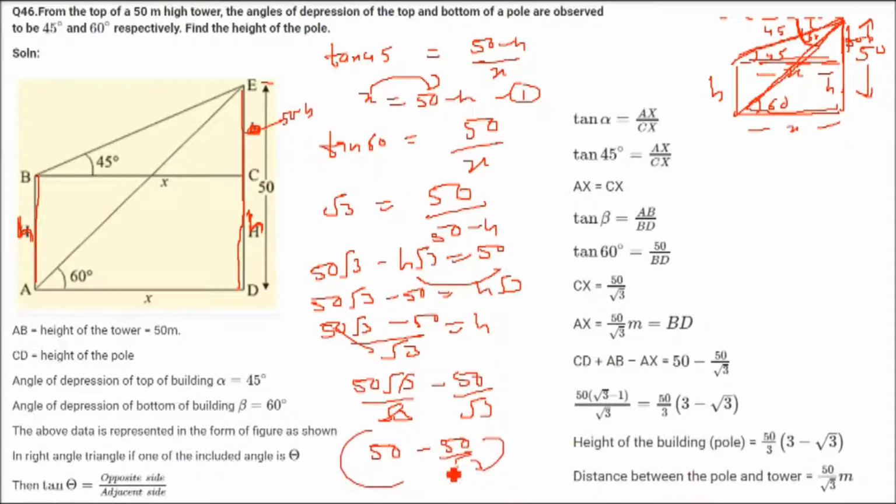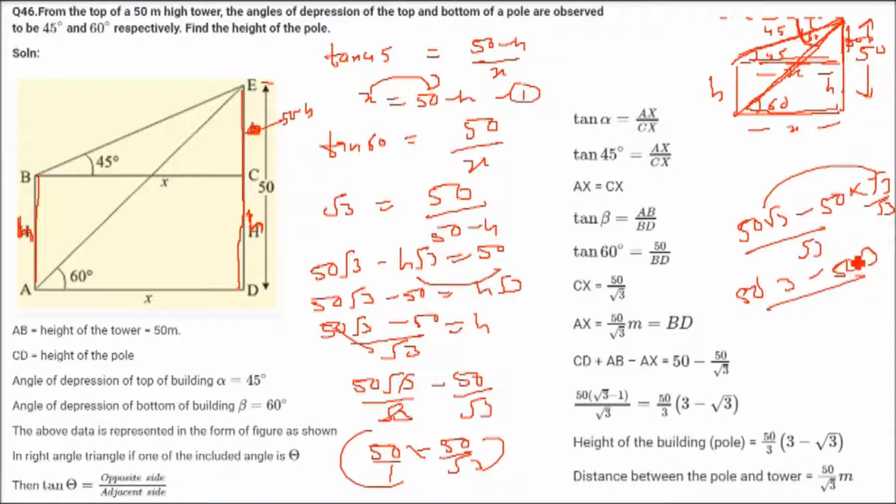This is the answer. If you want, you can change its form, because you can multiply it the way you want. So you can do it like this: 50 root 3 minus 50 by root 3, and you can multiply root 3 in the numerator and denominator. So it will be 50 root 3 into root 3 is 3, minus 50 root 3, by 3. So let us take 50 outside, so it will be 3 minus root 3 by 3. I've taken this and this out, so 3 minus root 3 remains and 3 is already there. So this is how the solution will be.